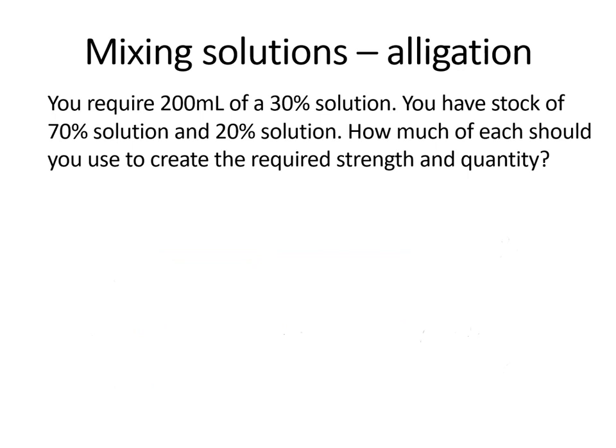So we'll now try using the method to solve an actual question. In this case, we're going to calculate how much of a 70% solution and how much of a 20% solution we need to mix in order to produce 200 millilitres of a 30% solution. First stage then is to draw our grid. 3 columns, 3 rows.